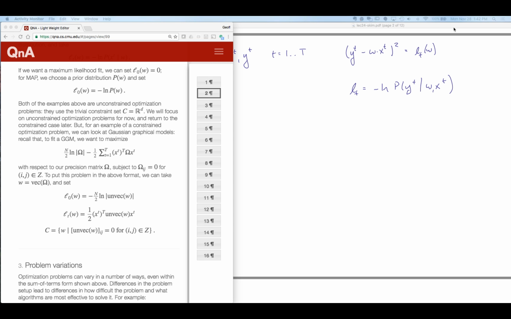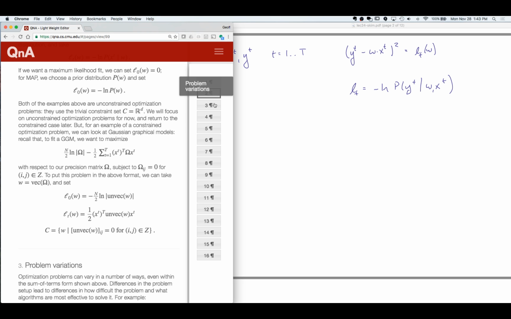All right, so unconstrained optimization problems are what we're talking about so far. Gaussian graphical models give an example of a constrained optimization, which is to say that we can try and optimize this function, which we can break up into a sum of terms, subject to the constraint that some of our precision matrix entries are 0. And we're going to be doing unconstrained this lecture, and constrained we'll come back to later.